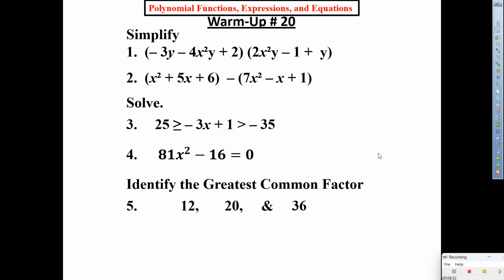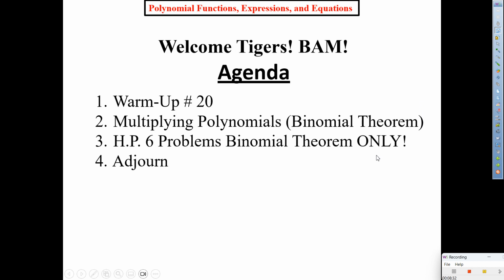Copy the agenda. Warm-up number 20, multiplying polynomials. We're still in the middle of Binomial Theorem. Of course, you guys loved last night's home play. And today we're going to do some extra practice just because I sense a disturbance in the force, just to make sure we get that here. Tonight's home play, 6 problems. 6 problems only.